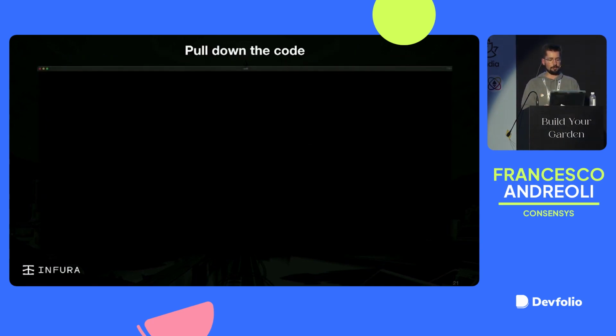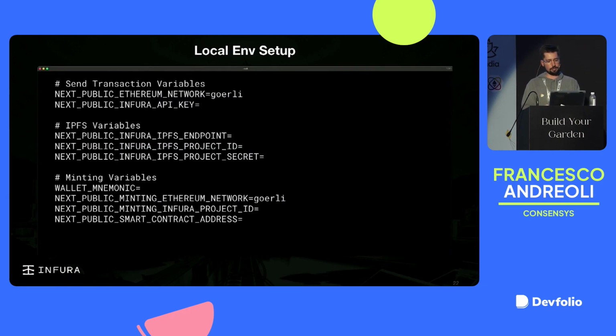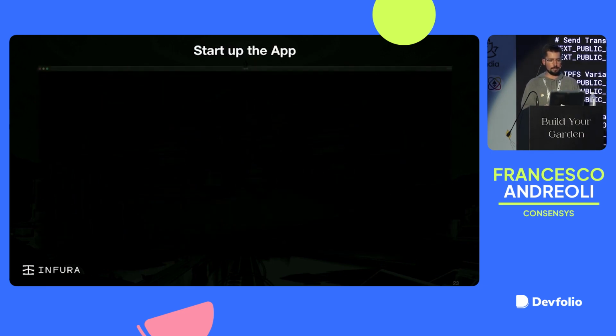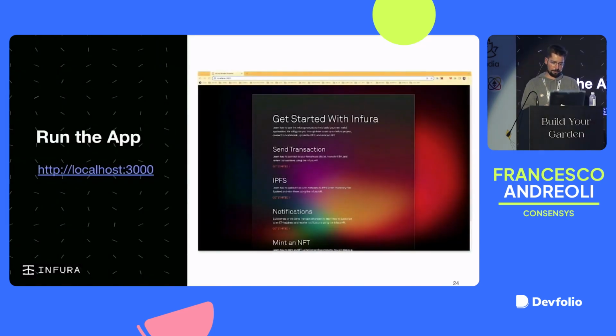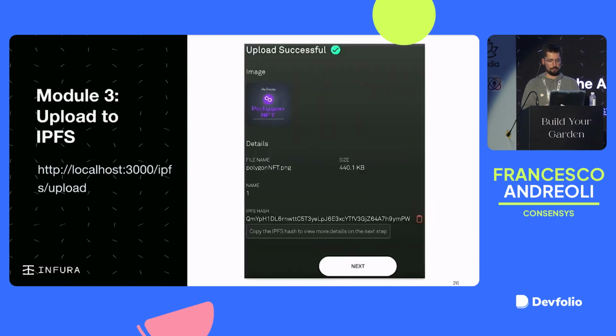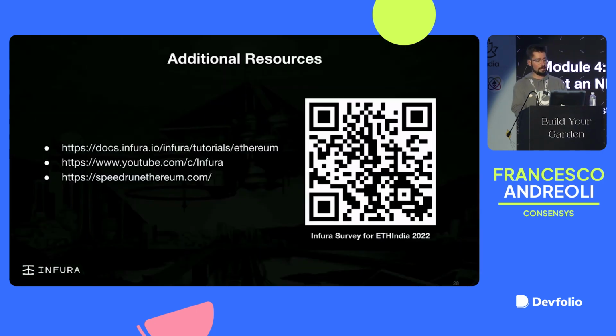We are basically going through what I did right now. We pull out the code, we touch the env file, and we set it up locally. We started the dApp. We run through localhost. Right now, we send a transaction. We upload through IPFS. This is basically the next step, right? Minting an NFT. And then here I put some additional resources.